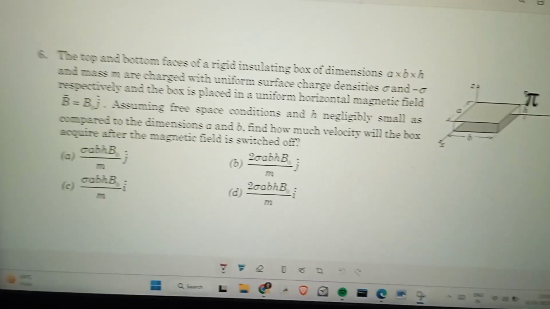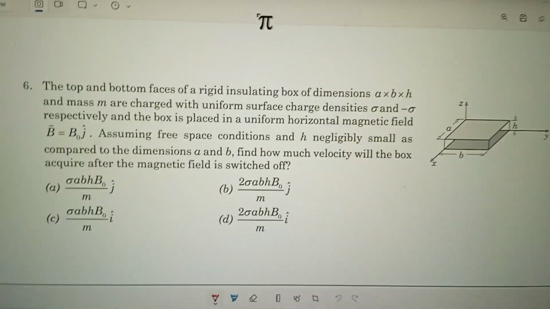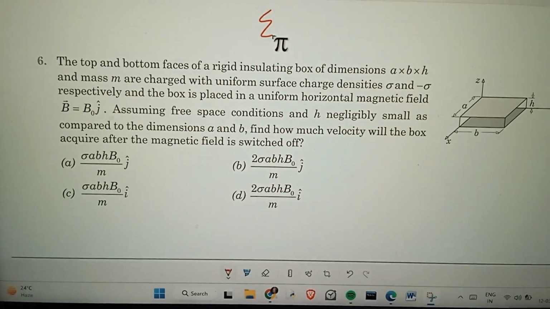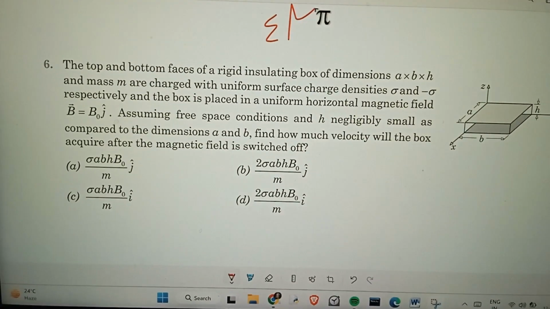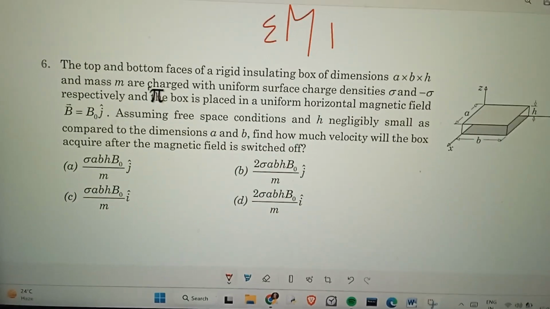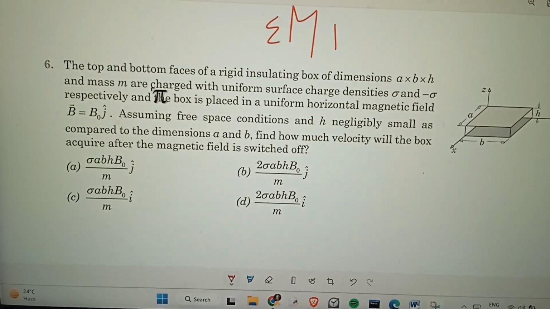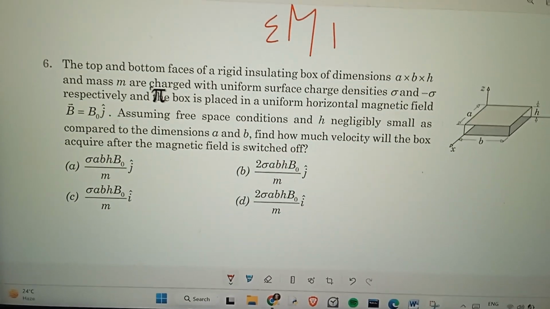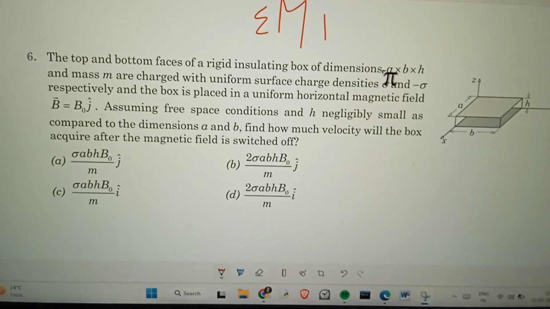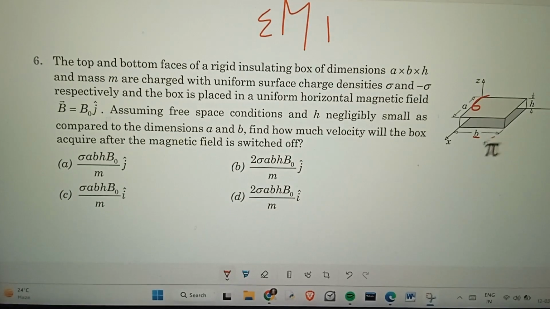This is a very nice question from a well-known book, chapter of EMI, electromagnetic induction. The question says the bottom and top faces of a rigid insulating box of dimension A, B, H and mass M are charged with uniform surface charge densities sigma and minus sigma respectively. Here it is sigma, here it is minus sigma.